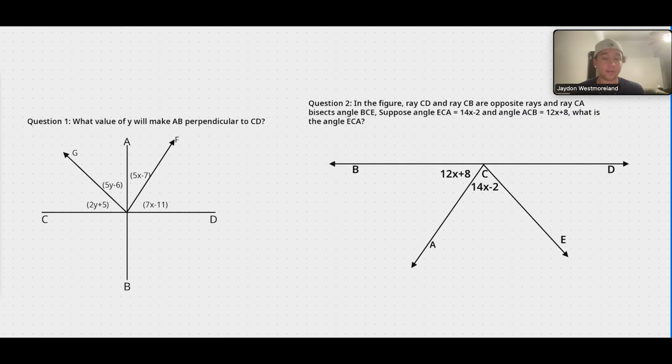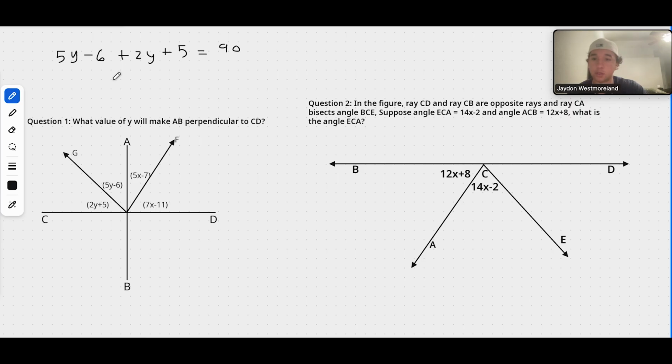Well, if that was the case, then this angle, and I didn't put a point here, but let's just say GEC and GAE would have to be complementary. In other words, these two angles right here have to add up to 90 degrees. So I'm going to apply that to solve this equation. 5y minus 6 plus 2y plus 5 equals 90 degrees. From here, I'm going to solve.